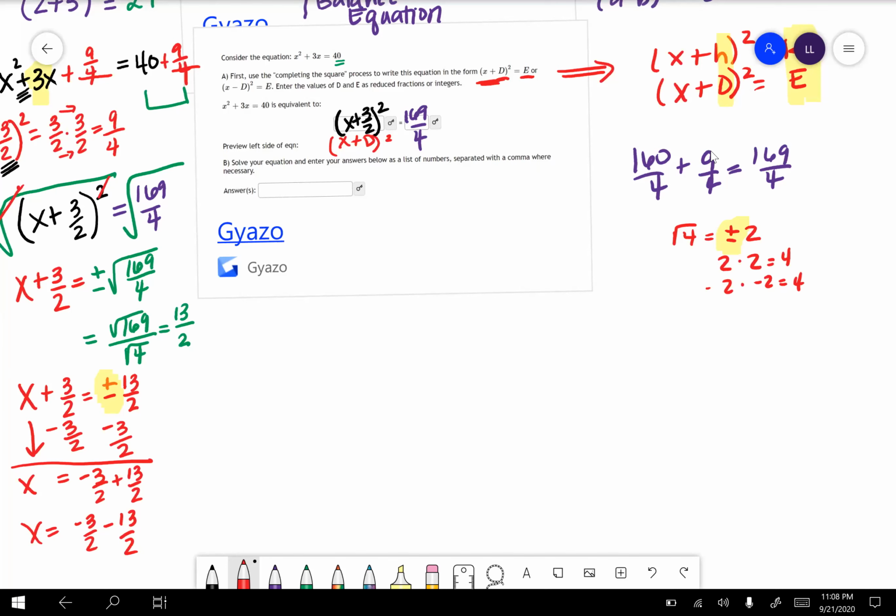So here we go. Negative 3, remember, we keep the denominator, right? So negative 3 plus 13 is a positive 10 over 2. 10 over 2 is 5. Okay? Now, negative 3 minus 13 is actually negative 16. Negative 16 divided by 2 is actually negative 8. So our answers, separated by a comma, are 5 and negative 8. And that's it. That's how you solve by completing the square.